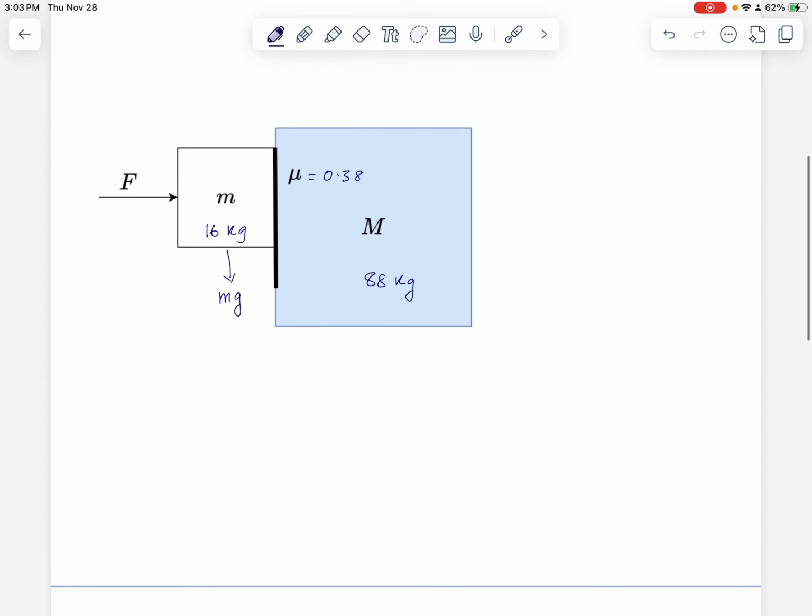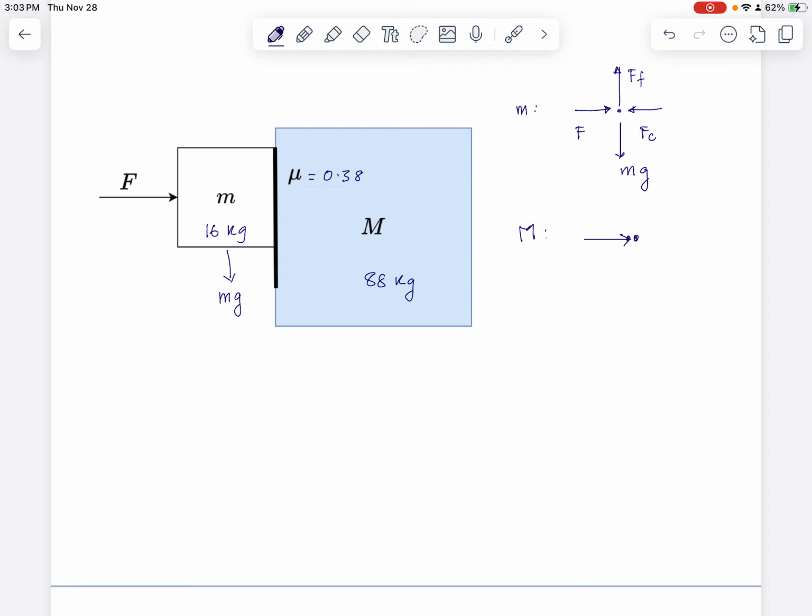If we understand this problem correctly, let's build the free body diagrams. For the mass denoted by little m, the force acts towards the right. The contact force between the two pushes this towards the left. The friction force acts upwards and its weight acts downwards. If we look at the mass capital M, it's just the contact force that acts on it towards the right.